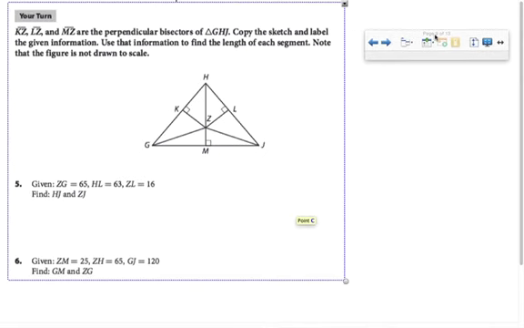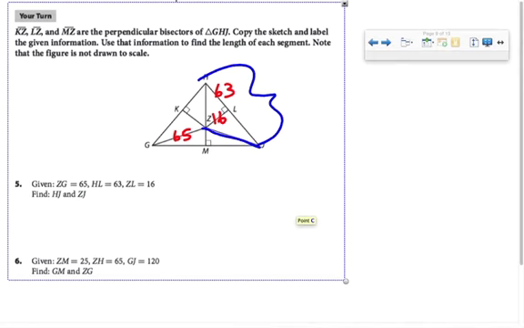In this first your turn example number 5, again, I have perpendicular bisectors intersecting at a point. That point Z in this diagram is the circumcenter. I'm given information, I'm asked for information. Part number 5, let's take the information they gave us and put it in the diagram. ZG is 65, HL is 63, and ZL is 16. I'm asked for the length of HJ and ZJ.